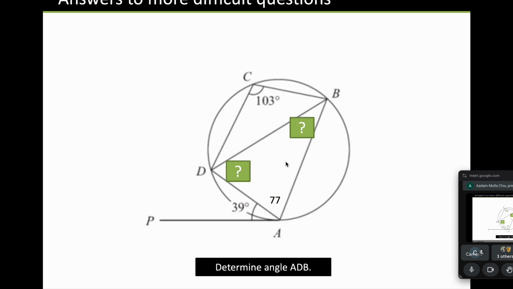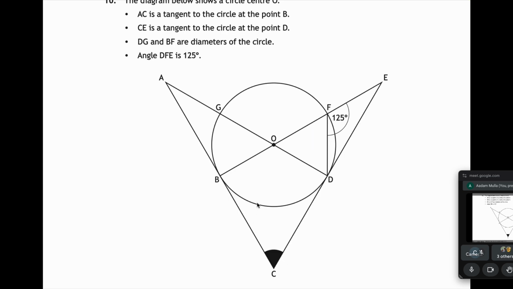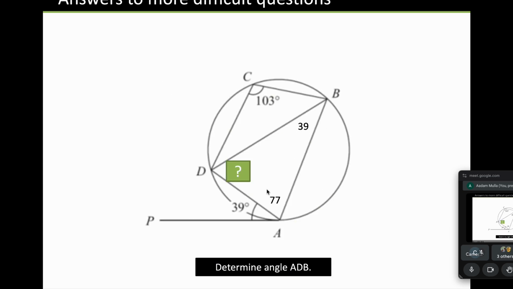Then the second one, I think this one's easiest to work out, but hardest to spot. It's 39, alternate segment, and then you just got triangles to take it away from 180. So 64. Just check your answer. All of these should add up to 180.